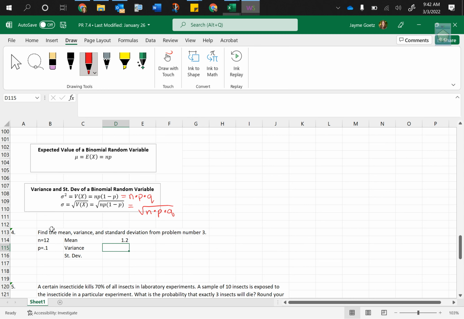Okay? Now to find the variance, we need to take my n value, which we said was 12, times my p value, which we said was 0.1, and then we need to multiply it by my q value. The q value is the probability of failure, which is the complement of success. So if my p value is 0.1, what is my q value? 0.9, right? It's just the complement of it. And you should get 1.08. Did anybody not get 1.08?